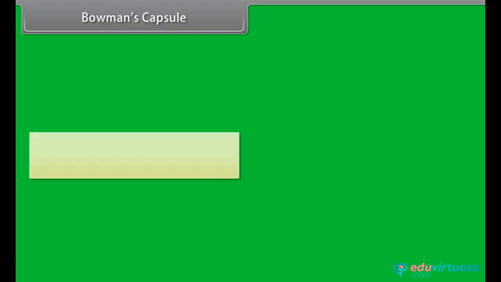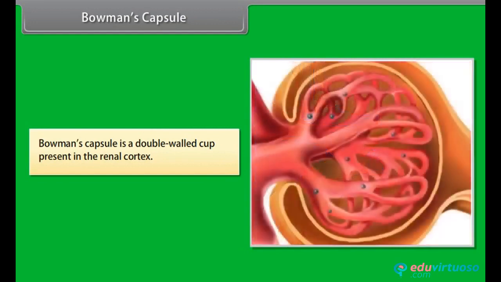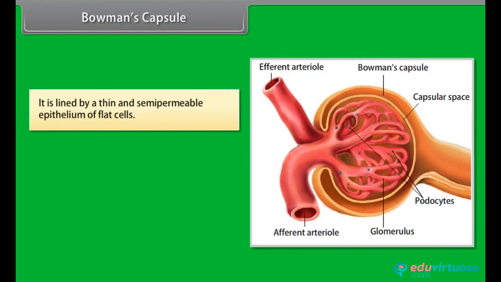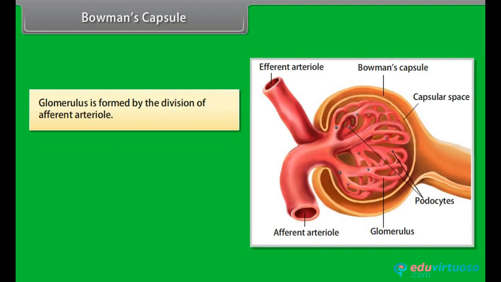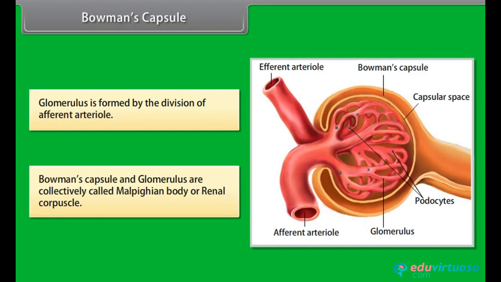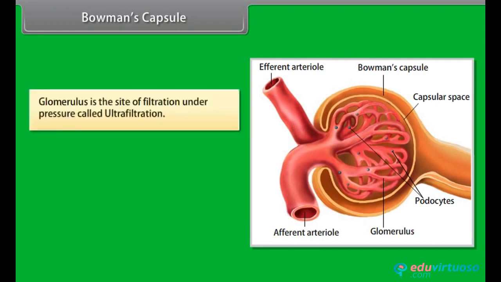Bowman's capsule. Bowman's capsule is a double-walled cup present in the renal cortex. It is lined by a thin and semi-permeable epithelium of flat cells. There is a group of blood capillaries called glomerulus in the cavity of Bowman's capsule. Glomerulus is formed by the division of the afferent arteriole. Bowman's capsule and glomerulus are collectively called Malpighian body or renal corpuscle. Glomerulus is the site of filtration under pressure called ultrafiltration.